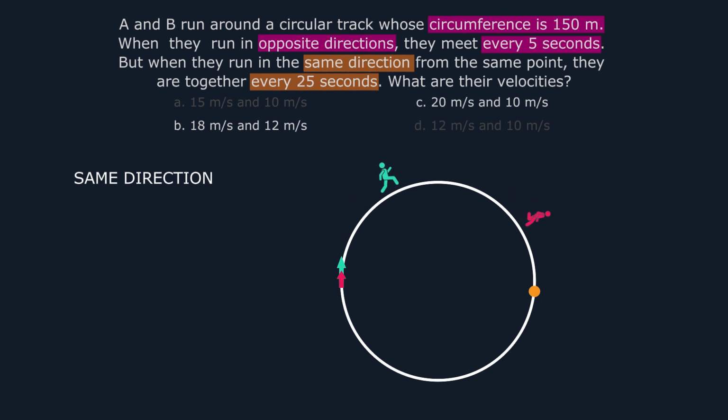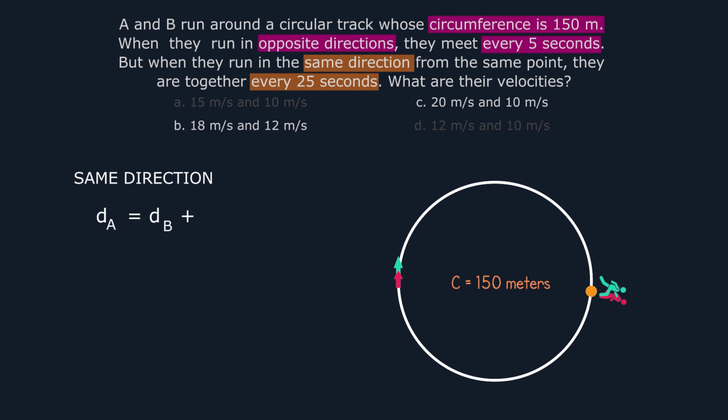For A to catch up to B, A needs to cover more distance than B. The extra distance A covers to catch up is exactly 1 lap of the track, which is 150 meters. This means that after 25 seconds, runner A will have run 150 meters more than runner B to meet at the same point again. Or we can say that the difference between their distances covered is 150 meters.